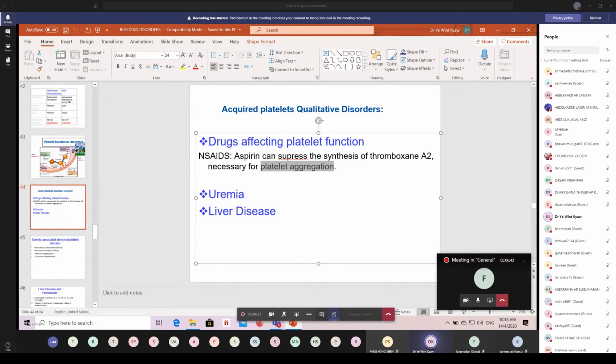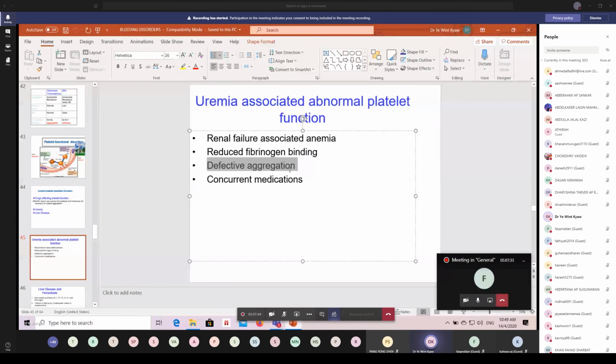For platelet function, platelets need to aggregate for the clotting effect. This can suppress thromboxane A2 synthesis, and this can cause a platelet aggregation defect. This is necessary for platelet aggregation. So it is a platelet function defect, not quantity but quality. The aggregation function is reduced. Uremia can also defect aggregation in the same way, causing abnormal function and defective platelet aggregation.